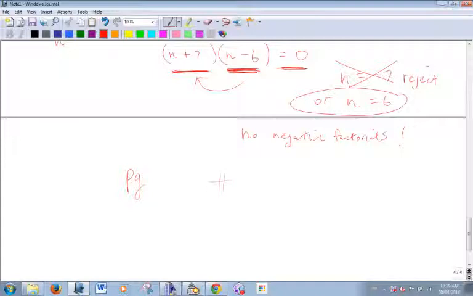Okay, what's the page number? 4.2. Page 243. 1 to 12. Looks like a lot, but they should be pretty quick.